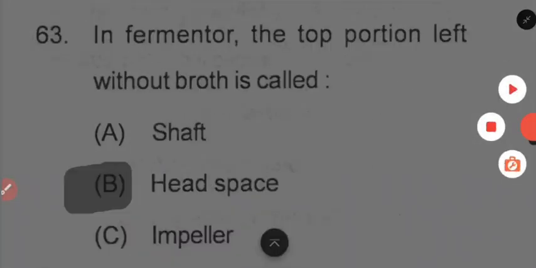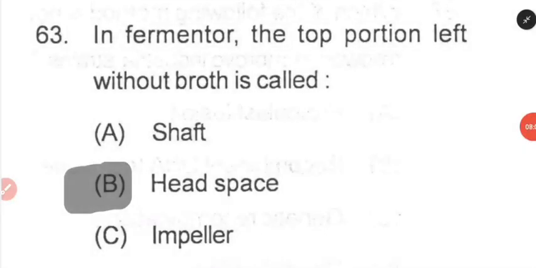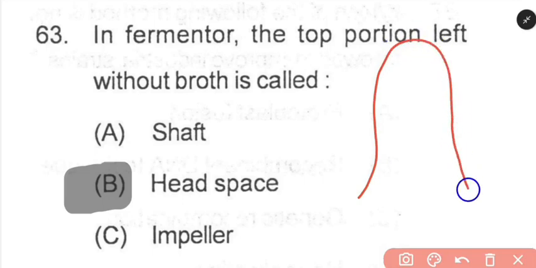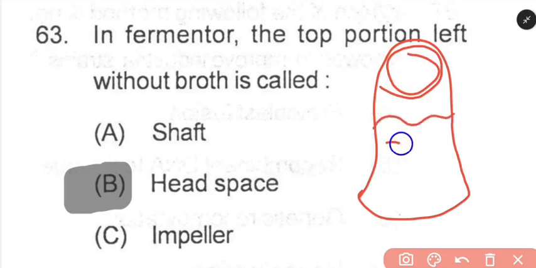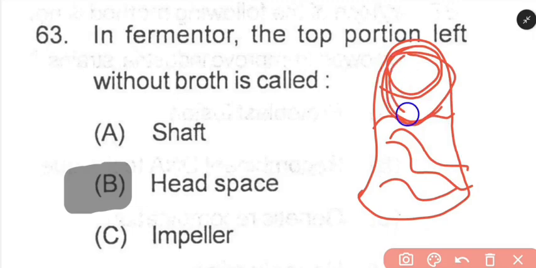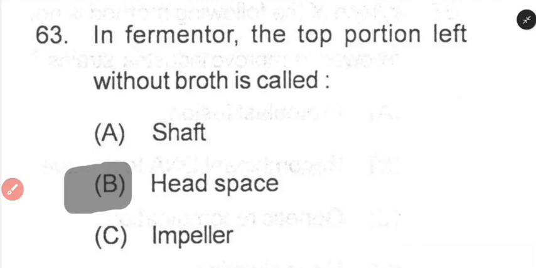Next question. In a fermenter, the top portion left without broth is called headspace. Suppose this is the fermenter and we leave this much space. This is the liquid phase, and we leave this phase without adding anything. This is called headspace.